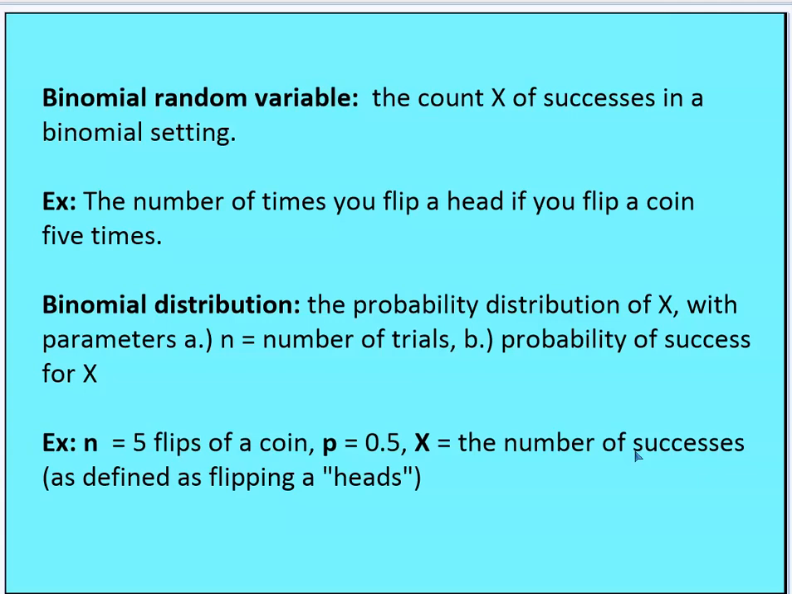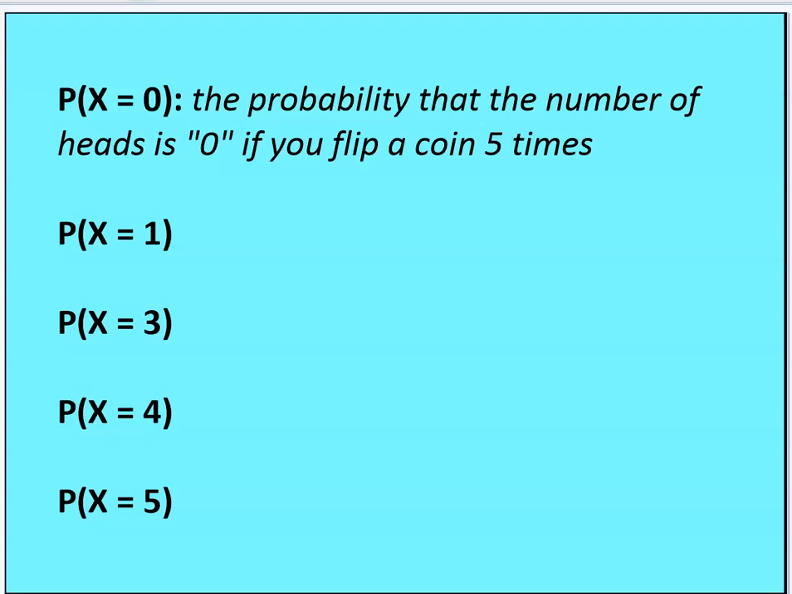If I flip a coin 5 times, I can get 5 tails or 0 heads, 1 head, 2 heads, 3 heads, 4 heads, or 5 heads. Those are the options. We're going to figure out the probability of each outcome occurring: 0, 1, 2, 3, 4, 5. And this is how we're going to do it.